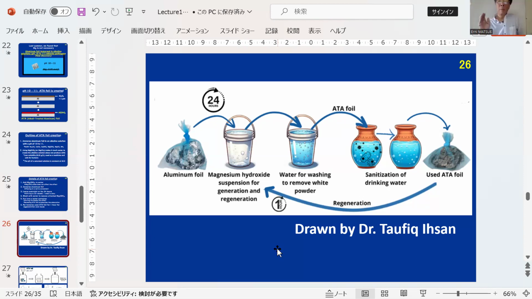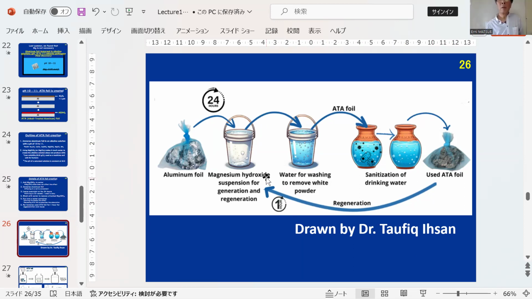So it can be reused again by immersing in the suspension again. Because the pH of the suspension is 10.3, the bacteria absorbed on the oil are killed by the high pH and disappear. Then it can be used again.